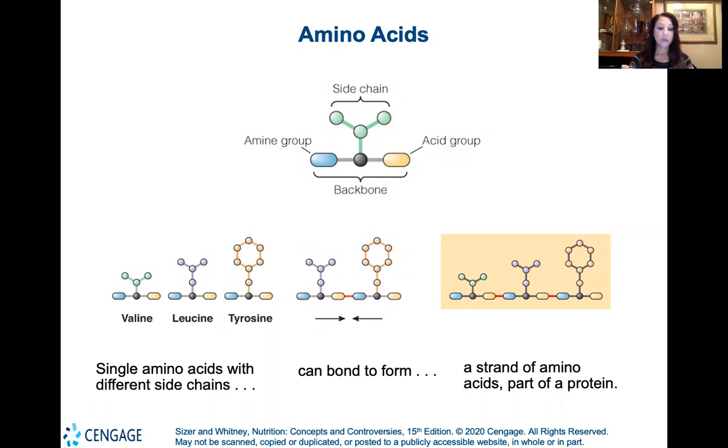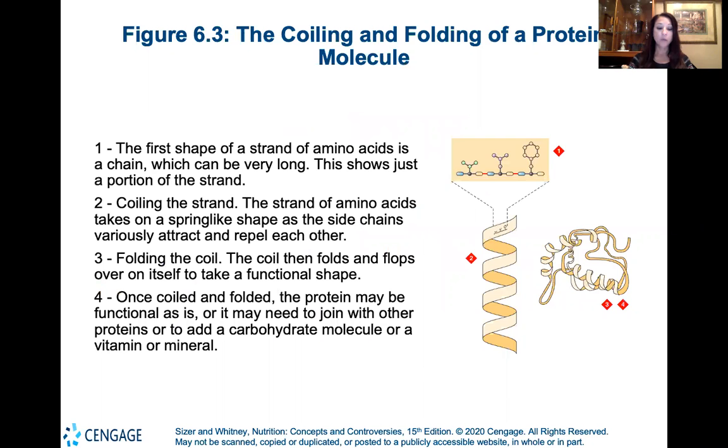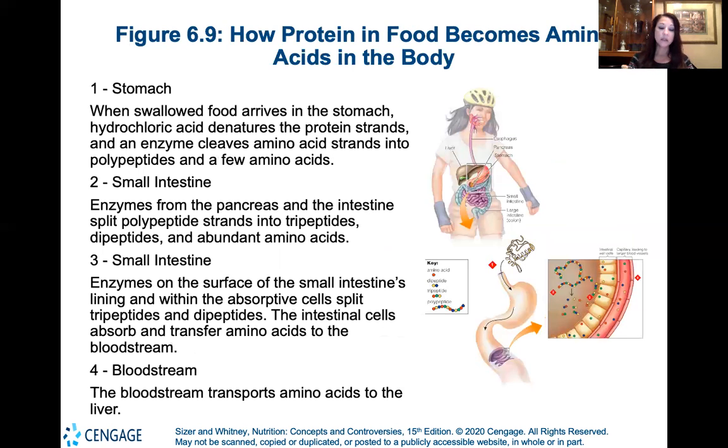When a chain of amino acids are linked to each other with a peptide bond, this chain does not remain straight. Rather, it coils and folds to become globular in shape, as seen in this figure. The body takes amino acids from the foods that we eat and breaks down the chain, as seen here in this illustration. The various organs of the digestive tract help to make this process happen.